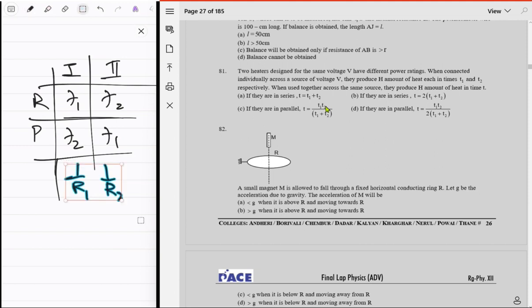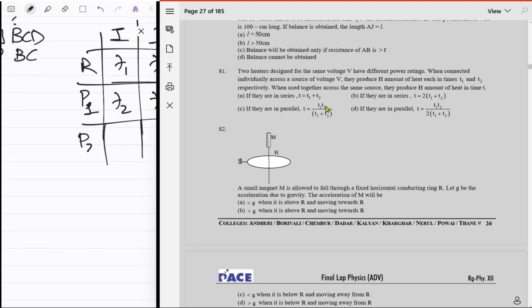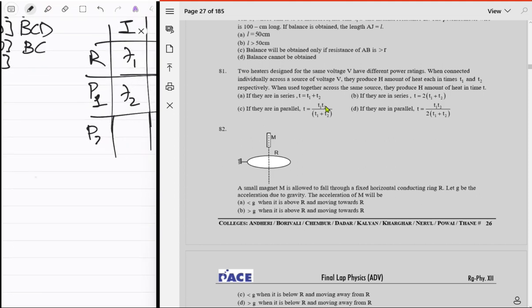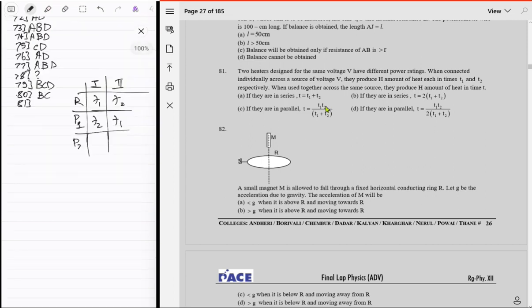Okay, what we need to find is this. In the first case the power is like this, and when you connect them together, right? When used together across the same source, what will their power be? Yes, there's a difference. Okay, that's not going to work. We actually have to find the values, no big deal. Just have to figure out the values.